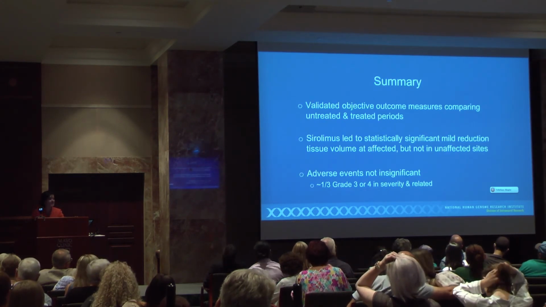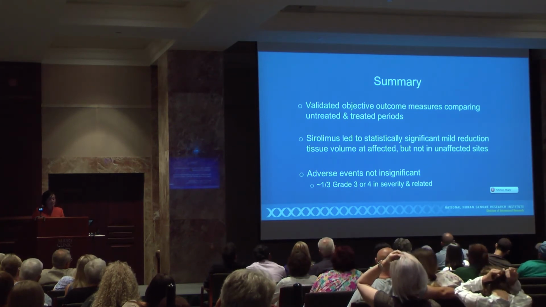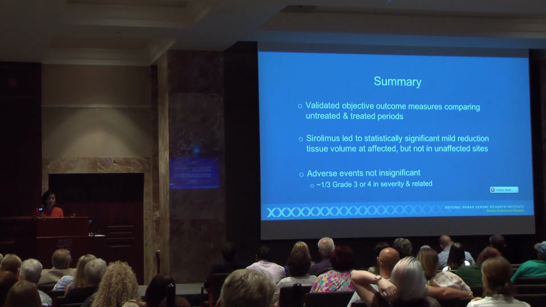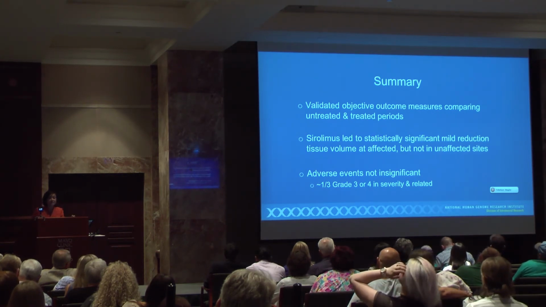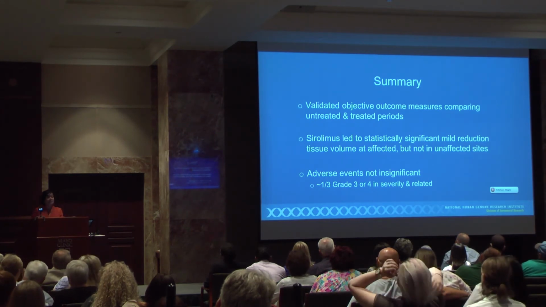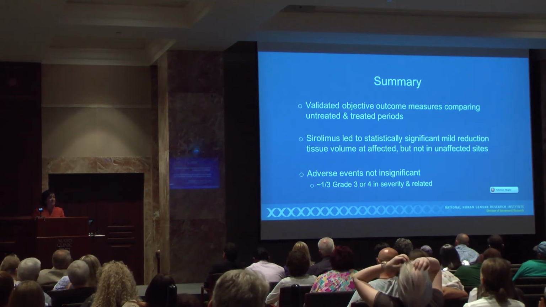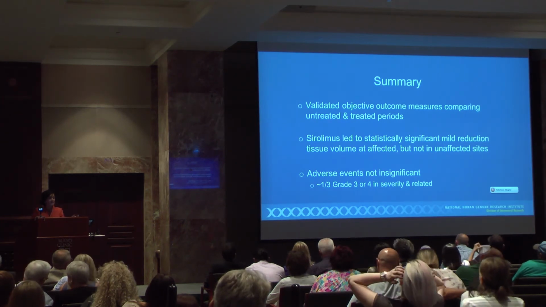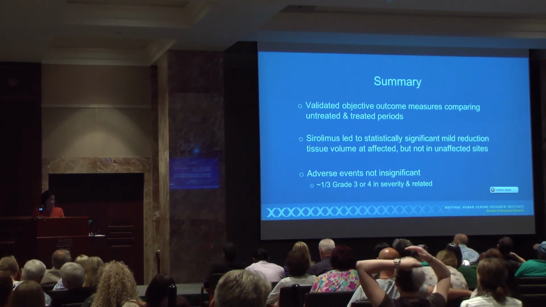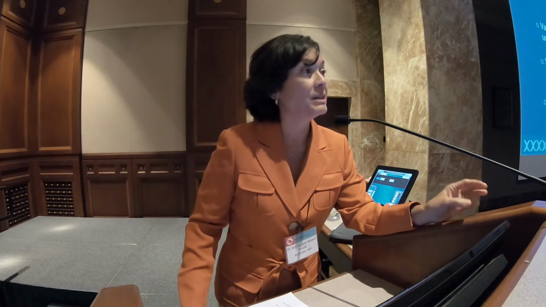So in summary, we thought this trial was useful because it validated some objective outcome measures that are important to have in a controlled trial for the future, and it informed us, at least in the design of a future trial. And sirolimus did lead to some statistically significant mild reduction of tissue volume, but the adverse events weren't insignificant.